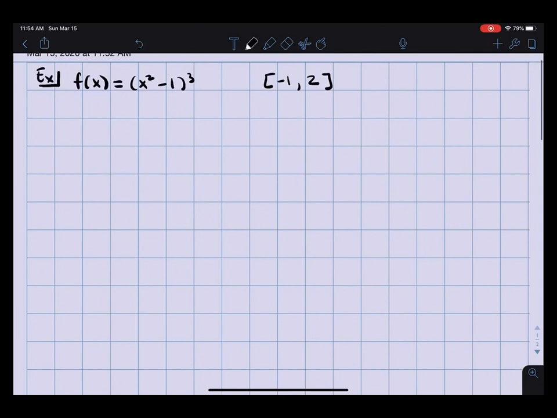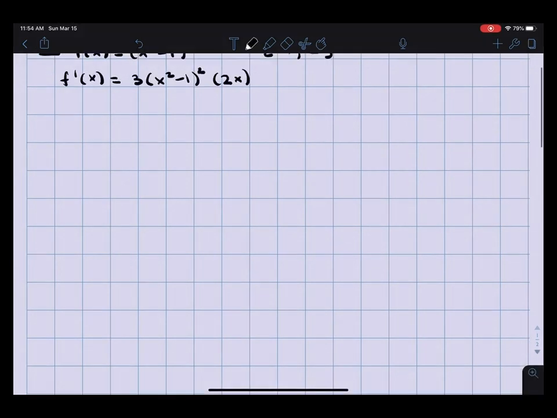Based on our previous theorem, we know we should start by finding the critical points of f. Critical points are related to the derivative of the function, so let's start by computing that. Great. We know critical points come in 2 flavors. The first one happens when f prime is equal to 0. So let's set f prime equal to 0 and solve.